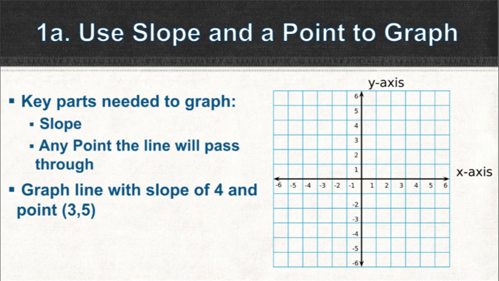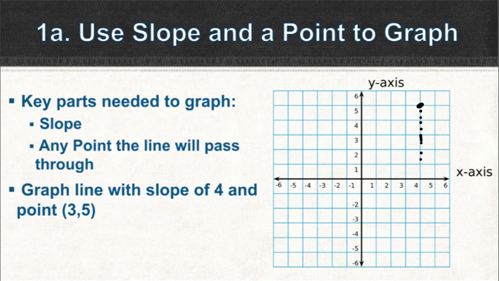So let's graph the line with a slope of 4 and a point of 3, 5. You always start with the point that you have. So I'm going to put a point at 3, 5: 3 to the right, up 5. I have a point right here, and I have to have a slope of 4. Since I don't have any room going up, I'm going to go down 4. So 1, 2, 3, 4.